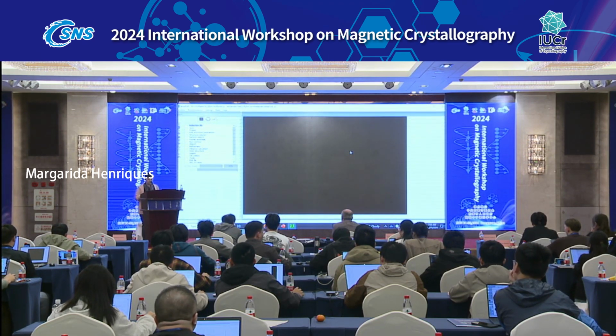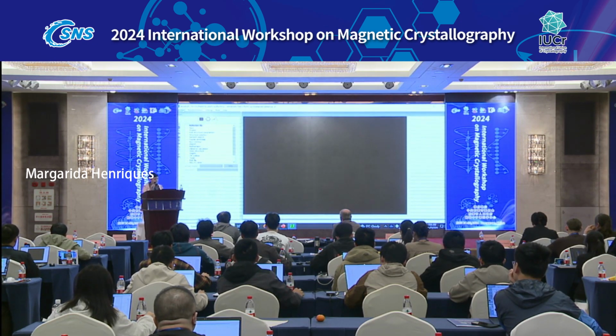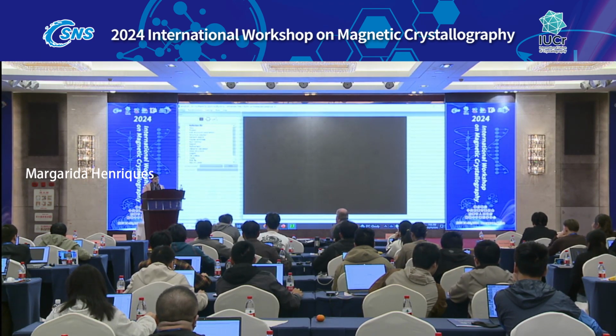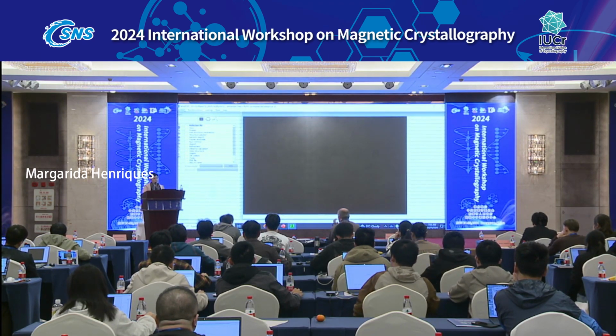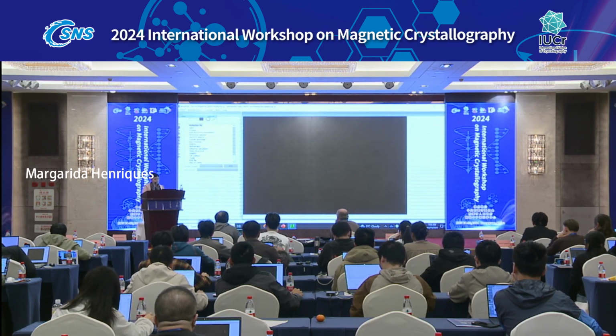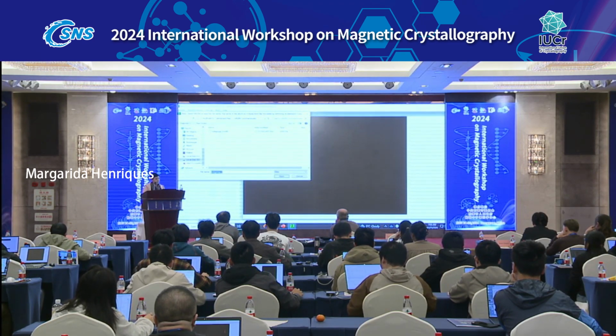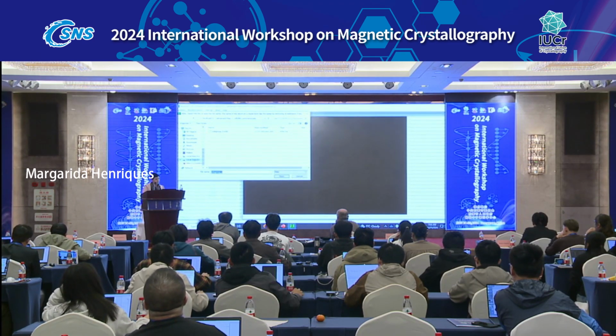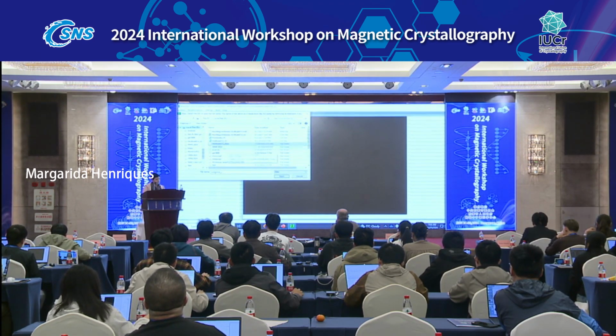So if you open Jana and you go to this main menu, you have here on the upper left corner Structure. To start a new one, you press New, and then you just choose where you'd like to work.